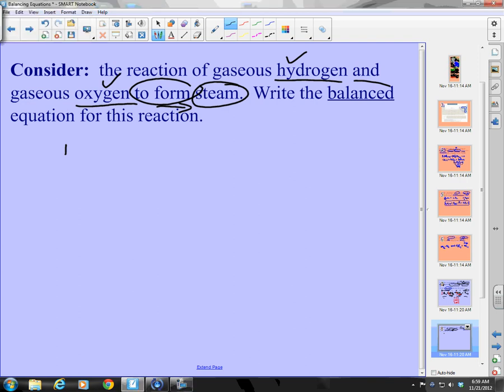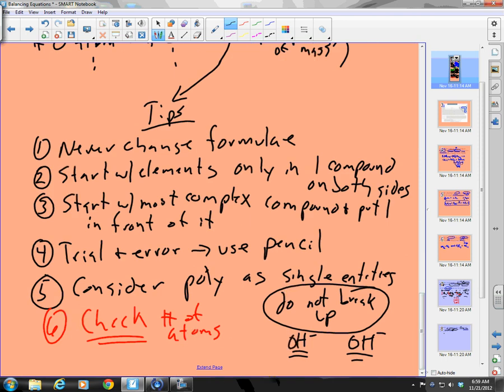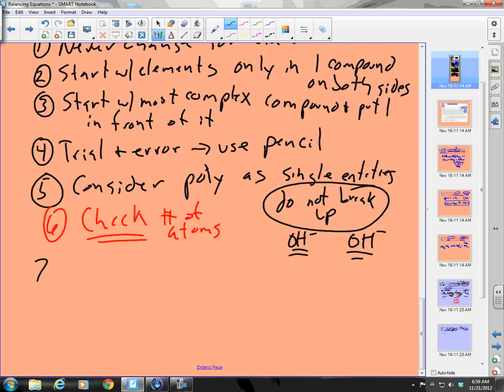Hydrogen and oxygen are my reactants. And I guess another tip, let's get it right now. Here's another tip. Holy cow, Mr. Smith, how many tips are you going to give me? I'm going to give you just, I don't know, 7 or 8. Remember your diatomics. Remember the diatomics, right?